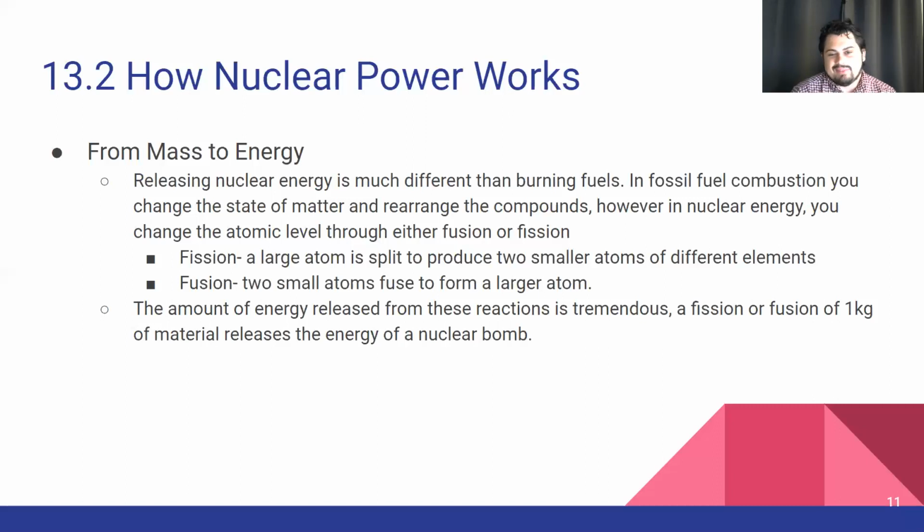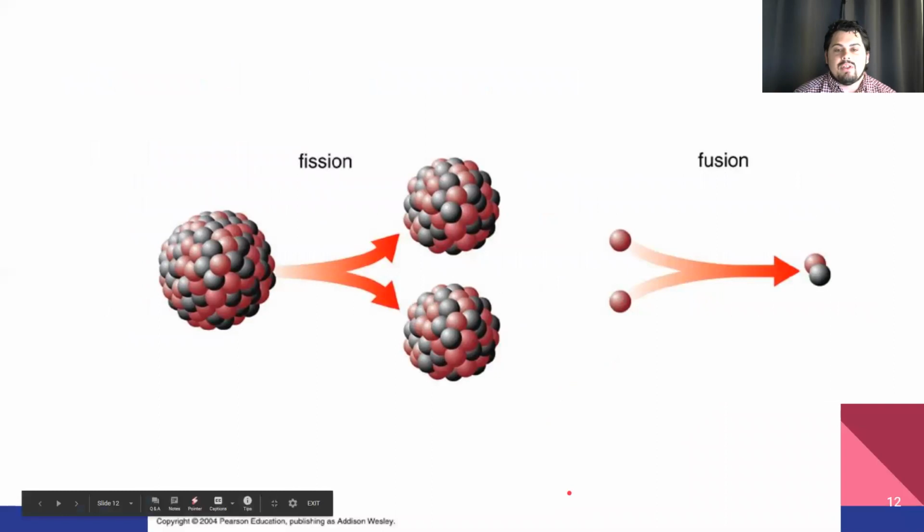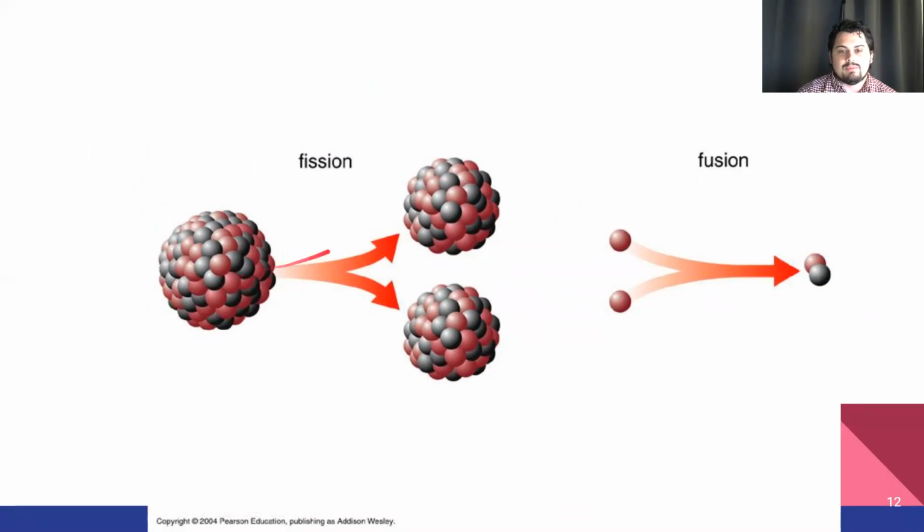One kilogram, or 2.5 pounds, of nuclear material is what it takes to make a nuclear bomb. And we know how devastating those can be. Just 1 kilogram. That's not much at all. Imagine 1,000 or 1,000,000 kilograms. It's very, very powerful. So here is a diagram where you can just look at it. Fusion is when two things come together, and fission is when a bigger atom splits apart.